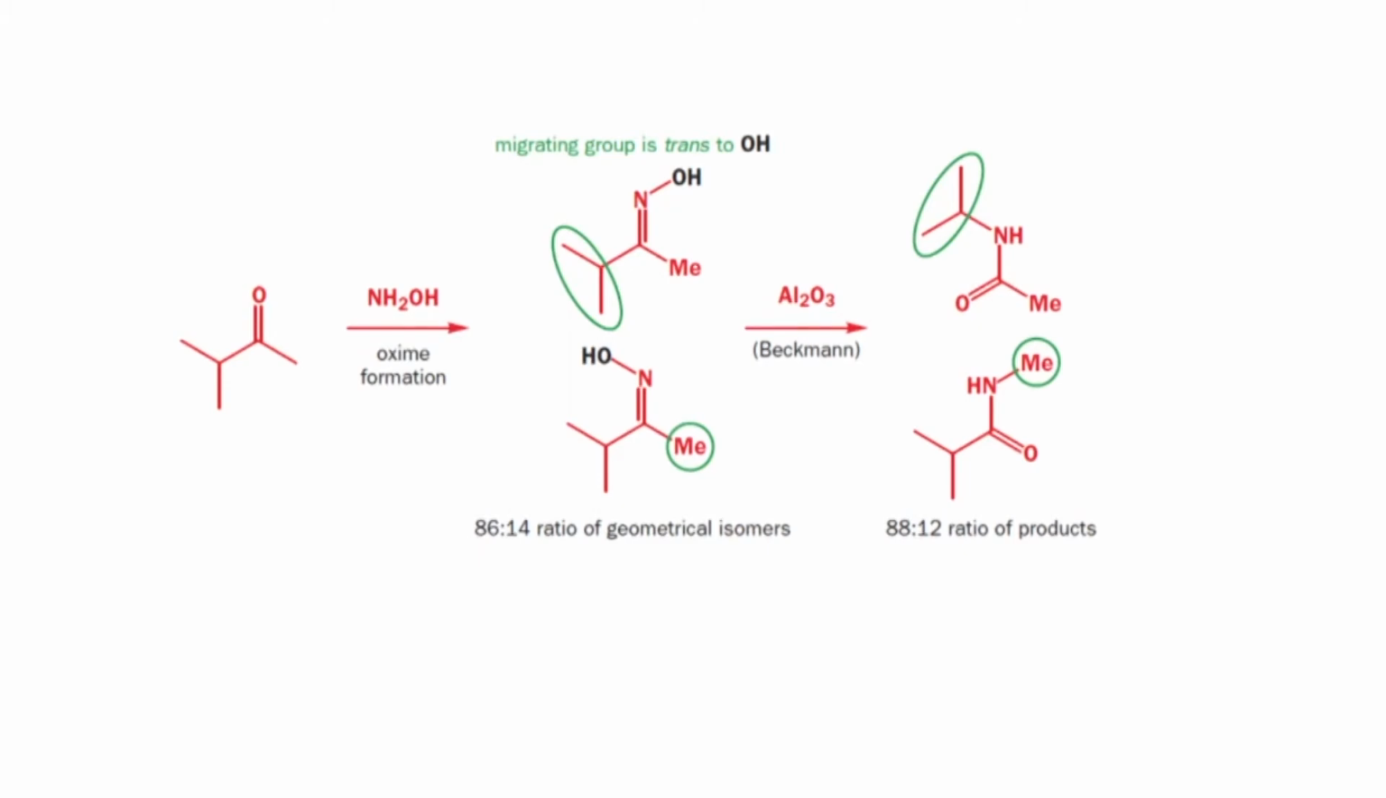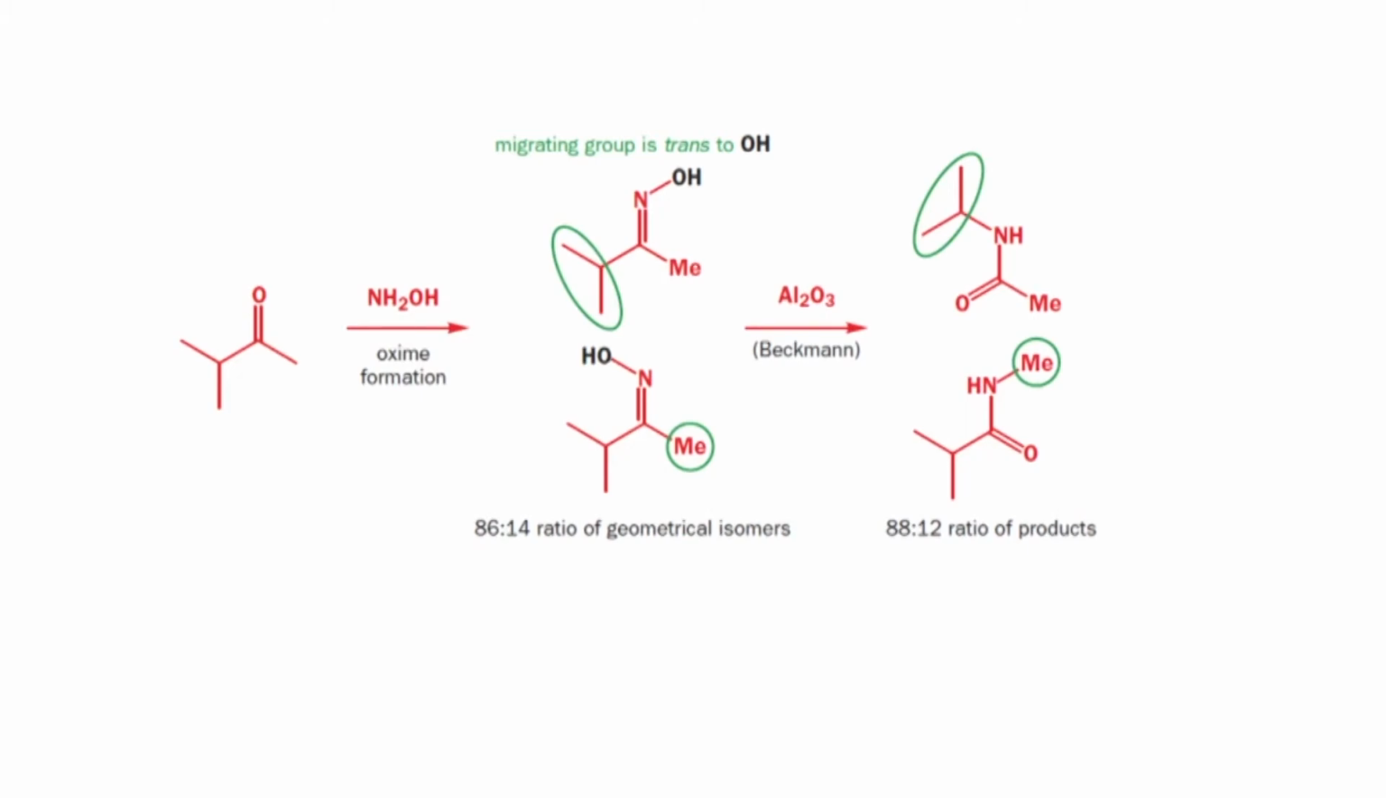quantity. And when you react this with Al2O3, you end up with almost the same ratio, 88 to 12, where the isopropyl group migrates compared to the methyl group. If you remember, we discussed during the Baeyer-Villiger oxidation that the isopropyl group had a much better propensity to migrate when compared to the methyl group. So that doesn't hold good here. What is more important is that the isopropyl group is actually trans to the leaving group.